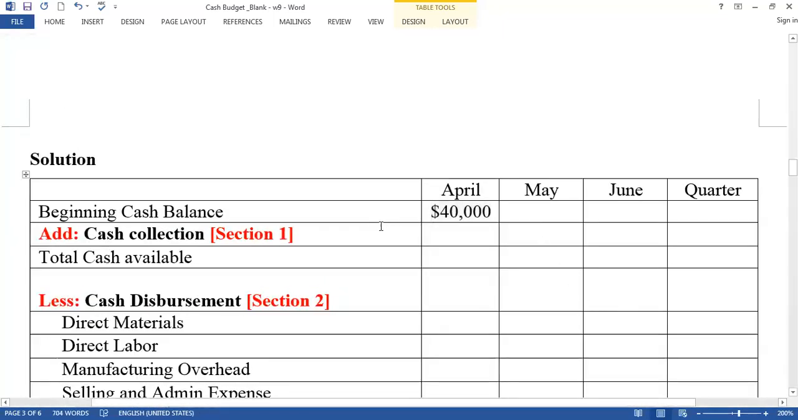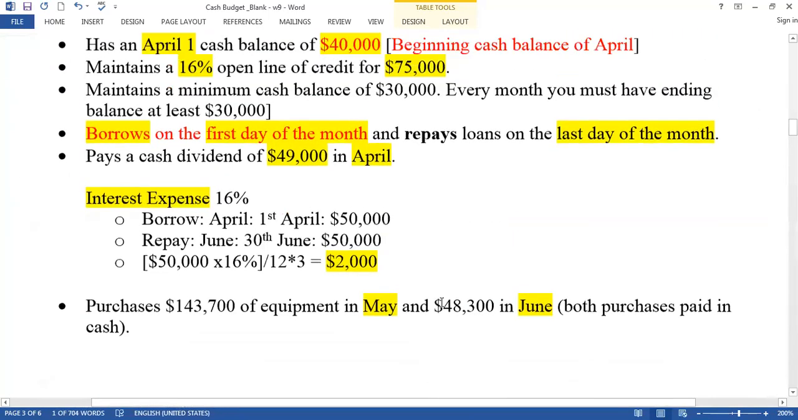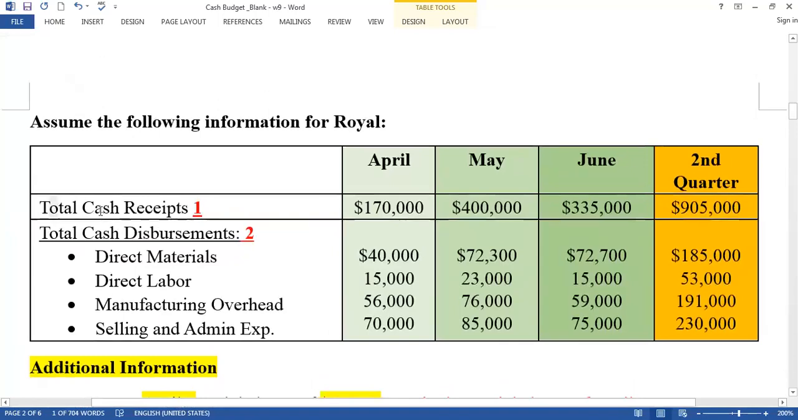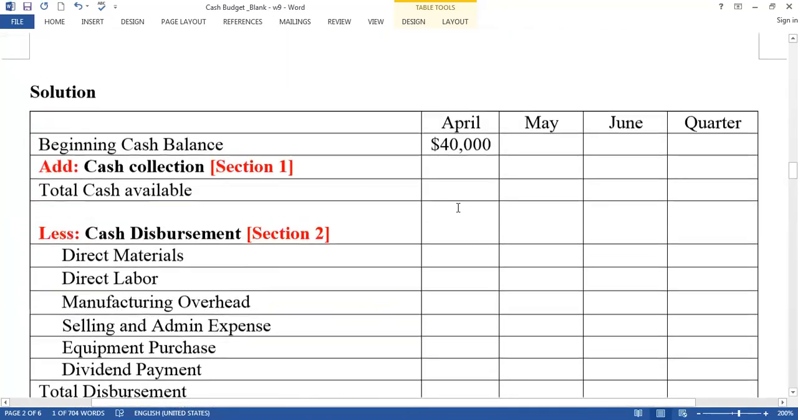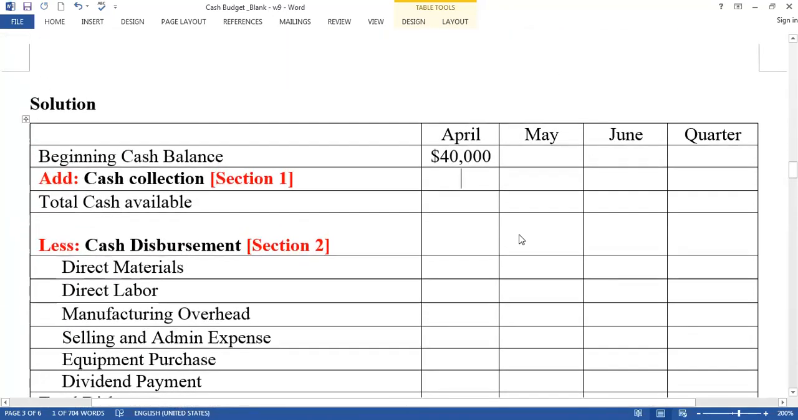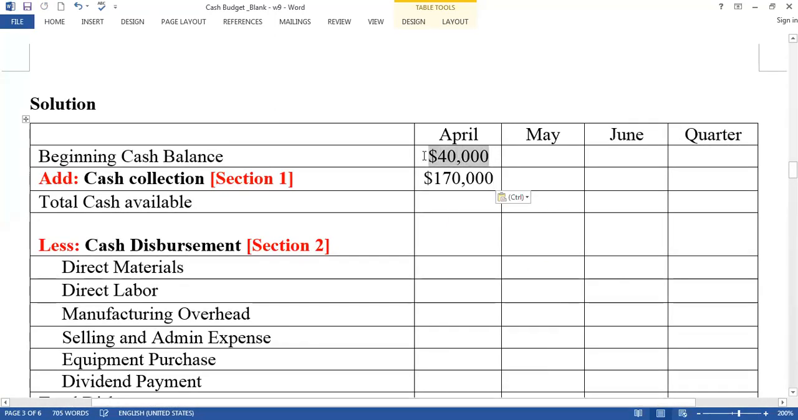Now I am going to collect some cash in the month of April. And the question already gives you that this is the cash receipt budget. So in the month of April, you are going to collect $170,000. So we have a balance of $40,000. We collect $170,000 from accounts receivable. So what is the total available now? Total available now is $210,000. This is the available cash you have in the month of April, right?